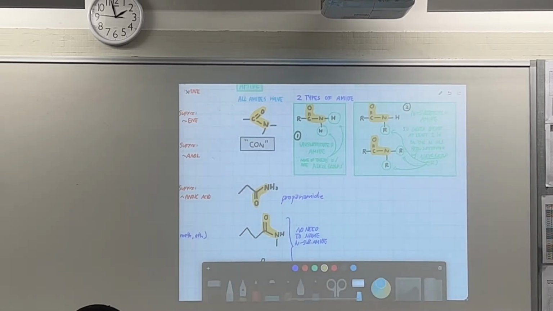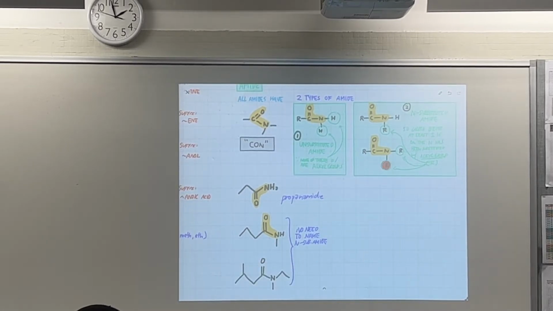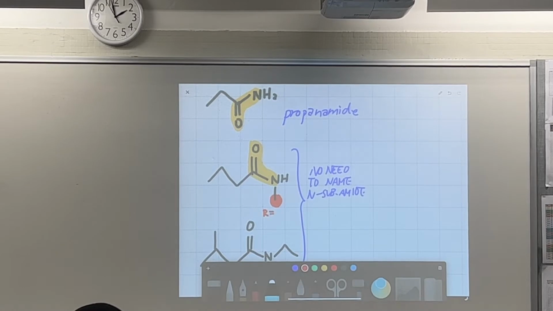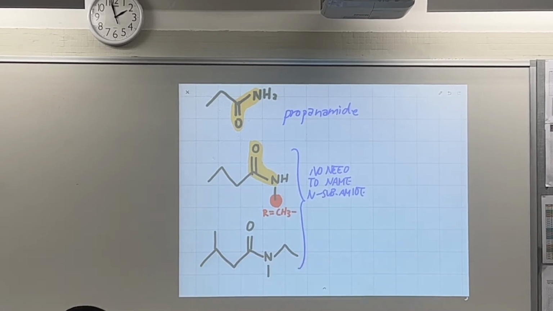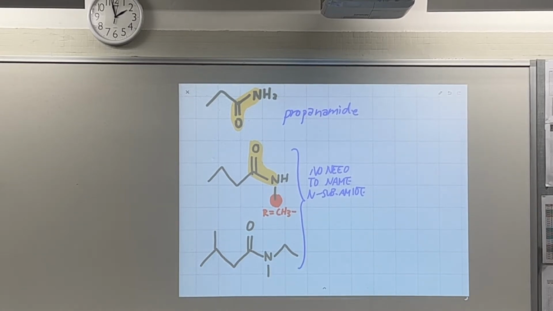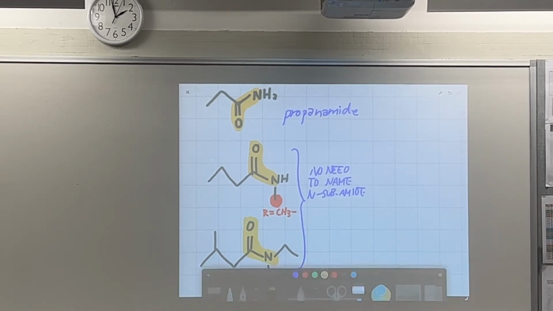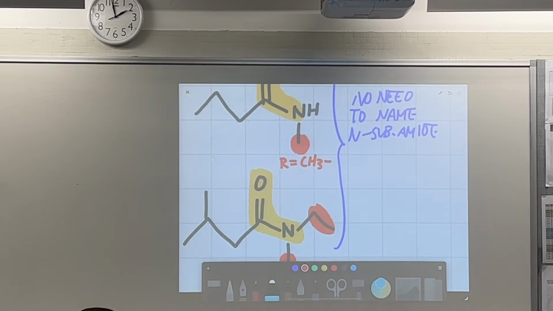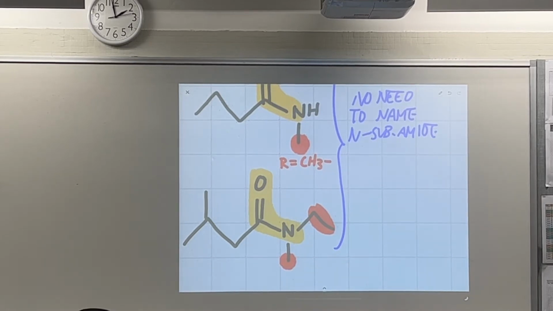So maybe you can use one additional color here. If you see any alkyl group, so this is an alkyl group, CH3 in this case. This is N-substituted. So what about the last and bottom example? Also N-substituted. Okay, so now you know what N-substituted and unsubstituted mean. What are the two alkyl groups in the last example? They are respectively CH3 and C2H5.